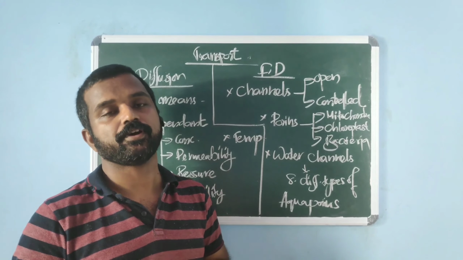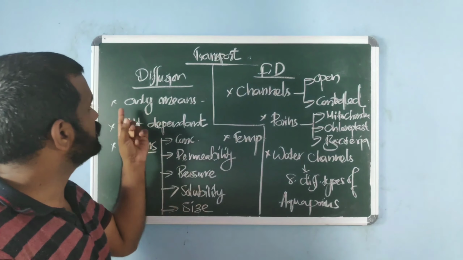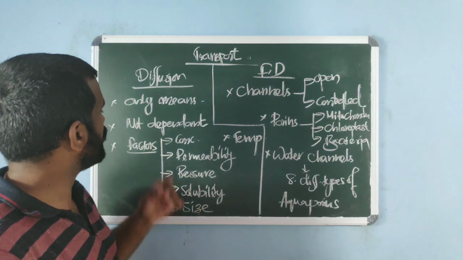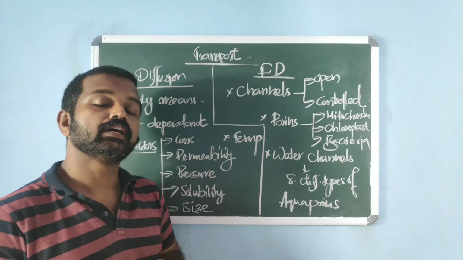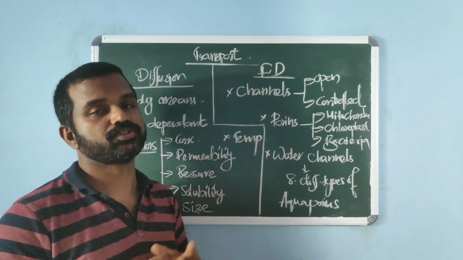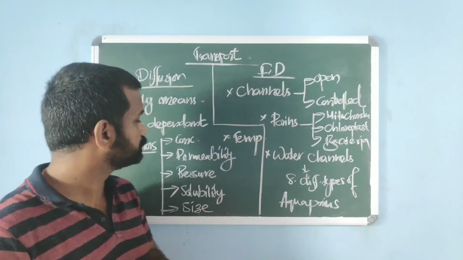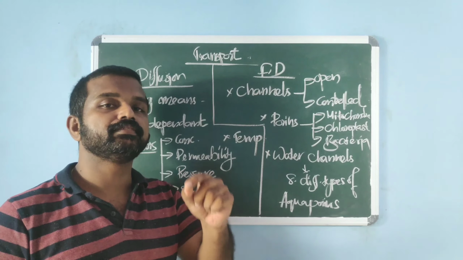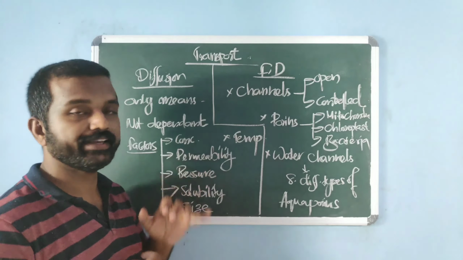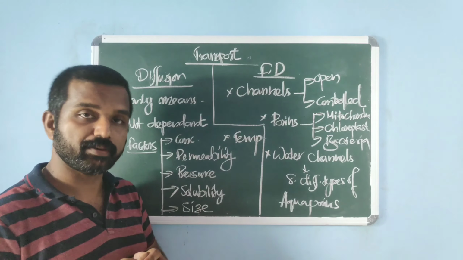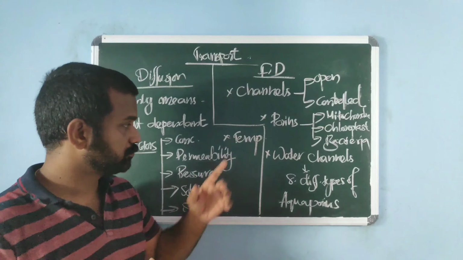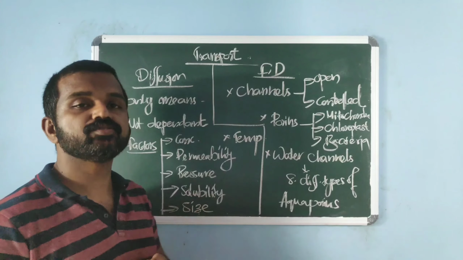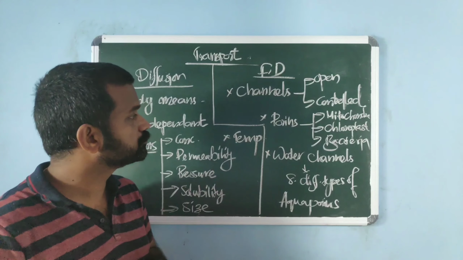Then a few specific points in diffusion. It is the only means of gaseous transport in plants. Diffusion is not dependent on a living system, though it takes place in living systems. The various factors that influence the rate of diffusion are concentration gradient, permeability of the membrane, pressure, temperature, solubility in lipids, and size of the diffusing particle.